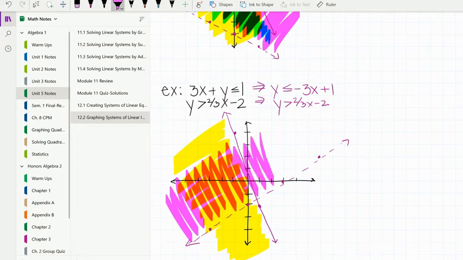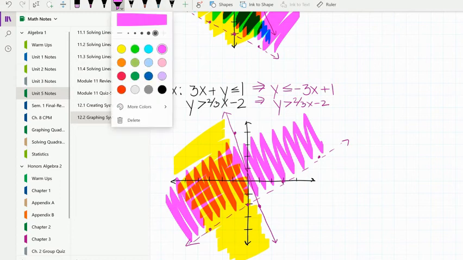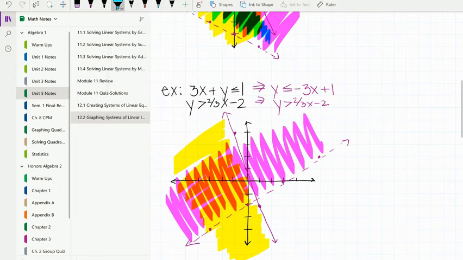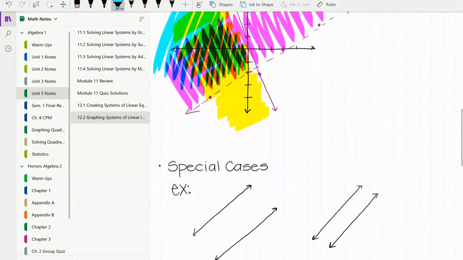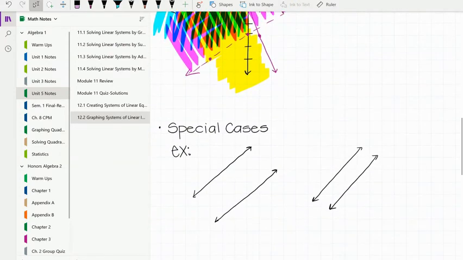So you can see where they cross is where the answer would be. So again, this is going to look really messy, but all of this stuff, all of those bright colors, is where the answer is. Okay. Now we're going to look briefly at these special cases.